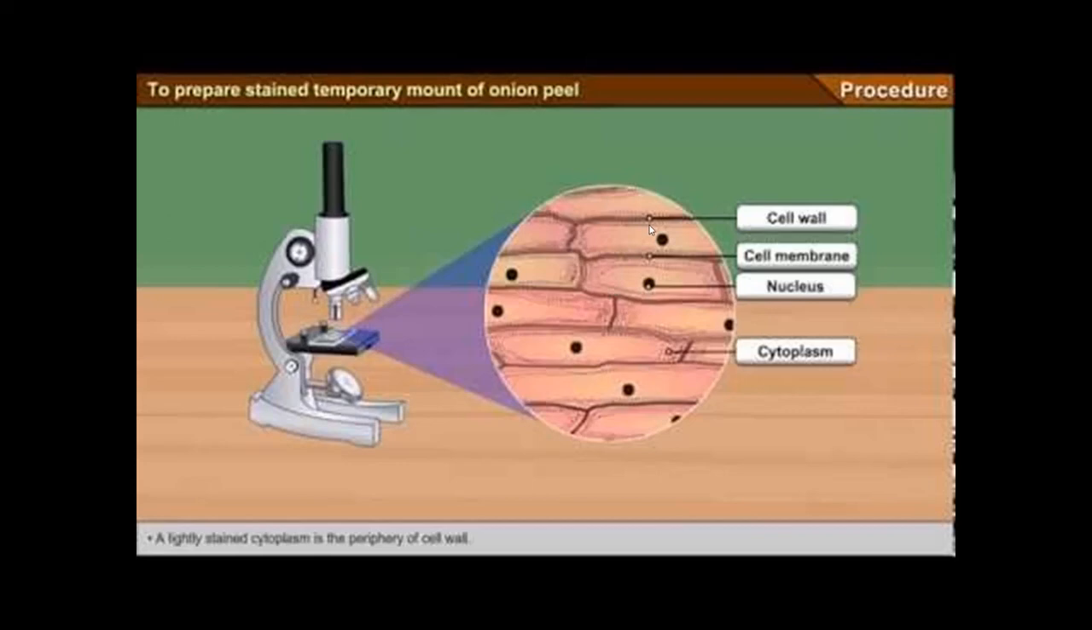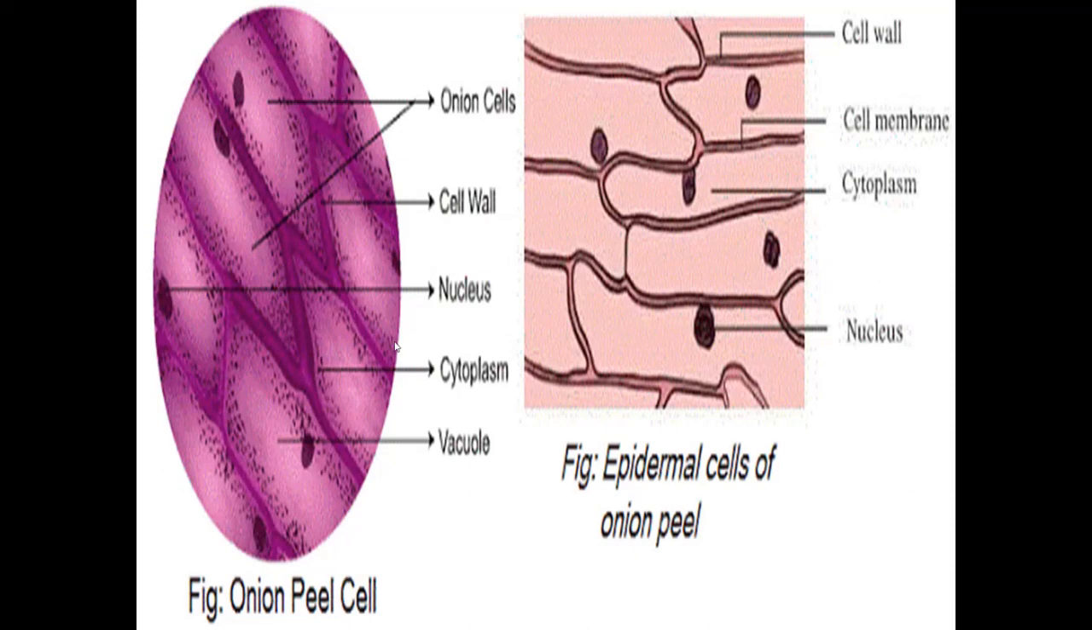So when you observe this onion peel slide, you can easily find out the cell wall. Then inner to the cell wall there is a cell membrane, cytoplasm and nucleus. Still more clear image. Here you can see the onion slide which is prepared will show you the following components: cell wall, cell membrane, cytoplasm and nucleus. You can observe clearly these important components.